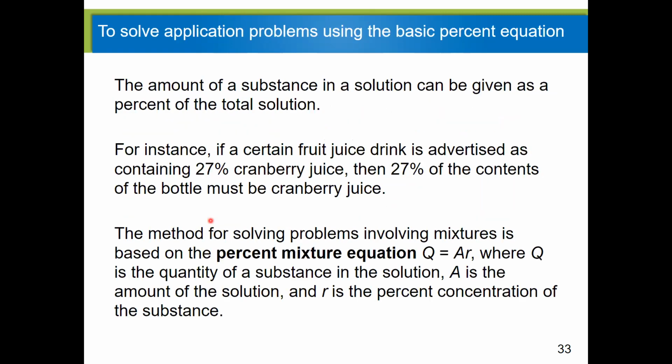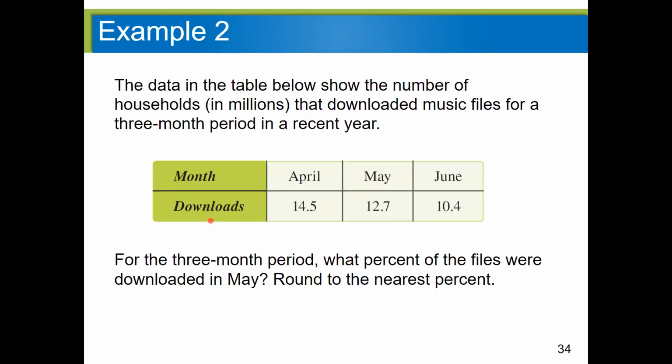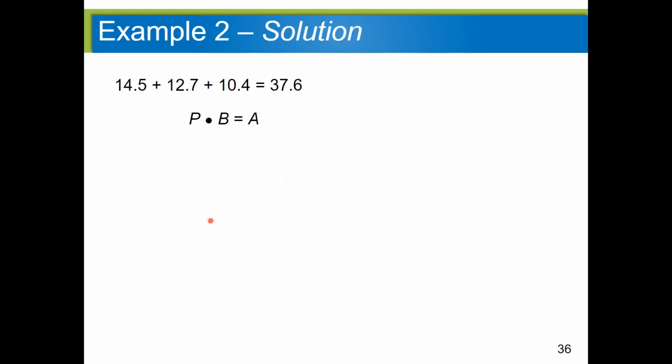And percentage mixture, Q equals AR. And know what these letters mean. Each of these is a variable. So any one of those letters can become a number based on the question, which we'll get to when we do the actual questions up here.